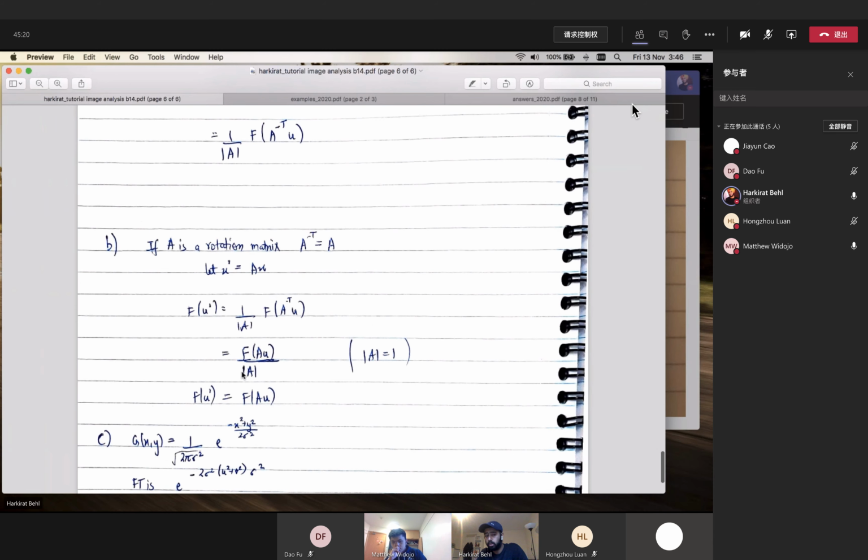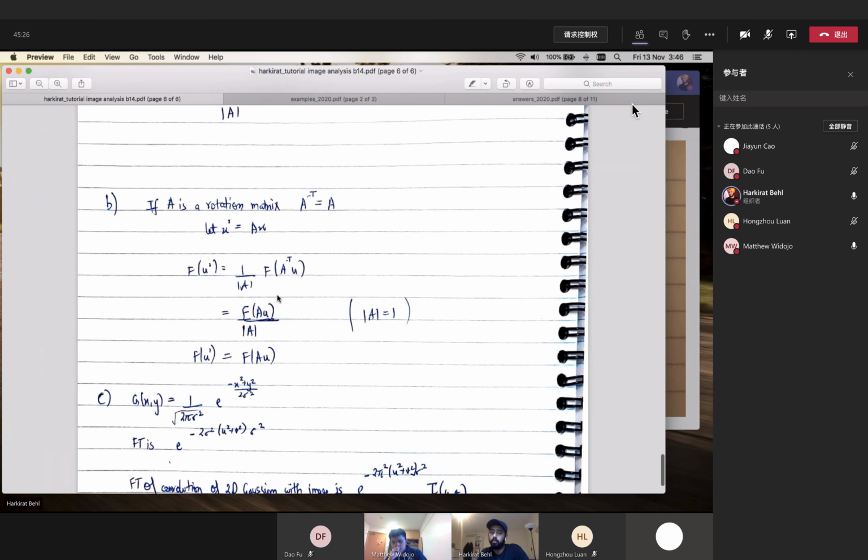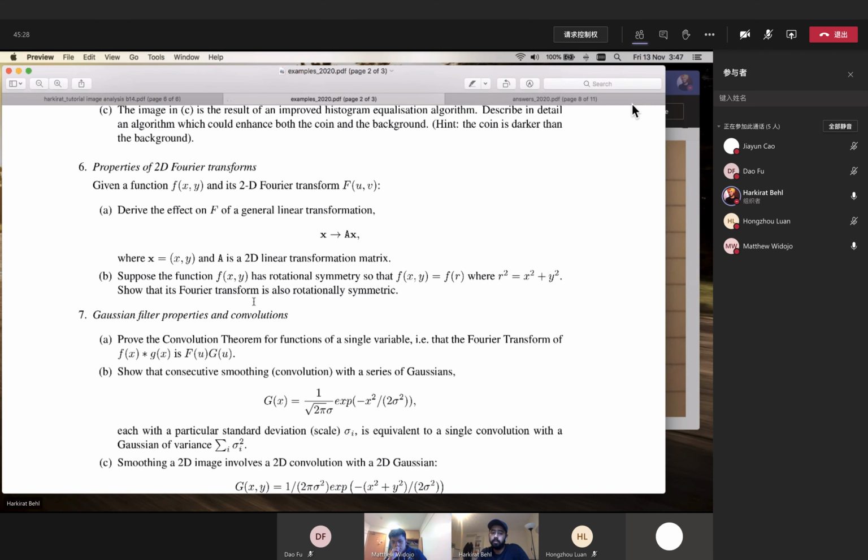And then next I'll substitute the determinant value as 1. So I'll end up with f of u dash is equal to f of Au. So this is the final form for the rotation. And this is question 6.